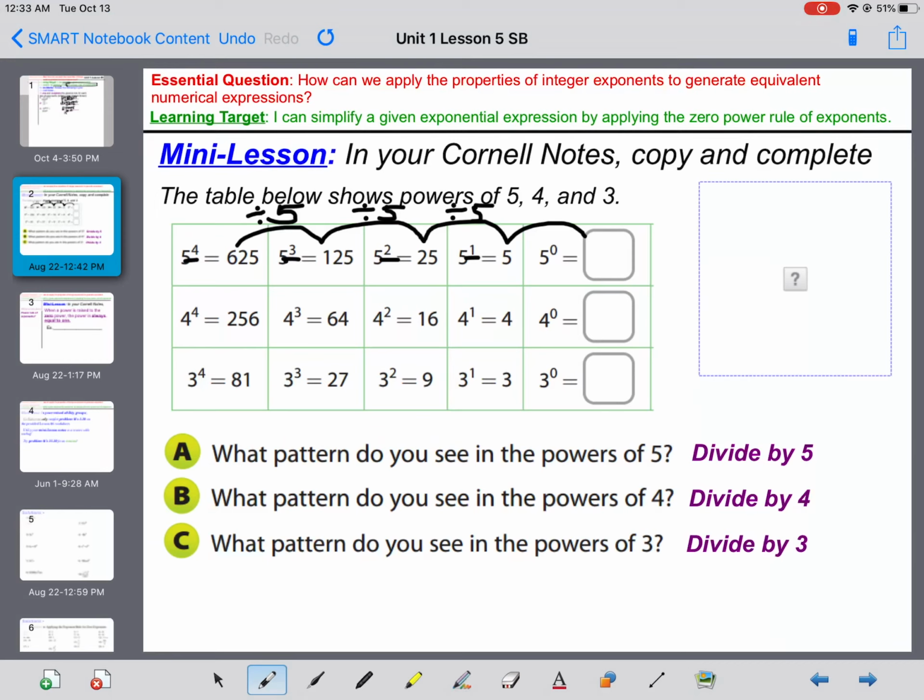So that means if we continue this pattern, and we have 5 as this number here, and we divide by 5, 5 divided by 5 is going to give us 1.